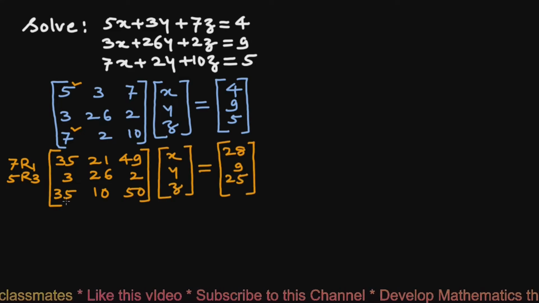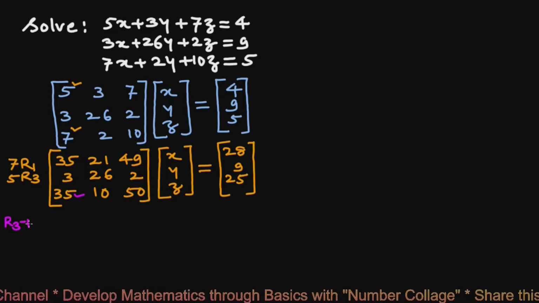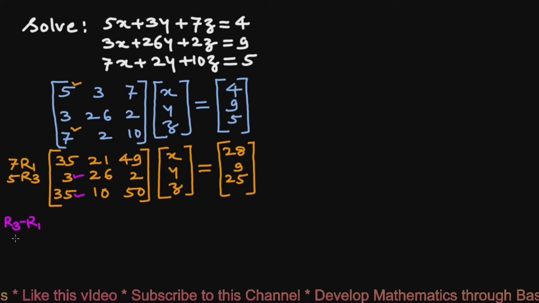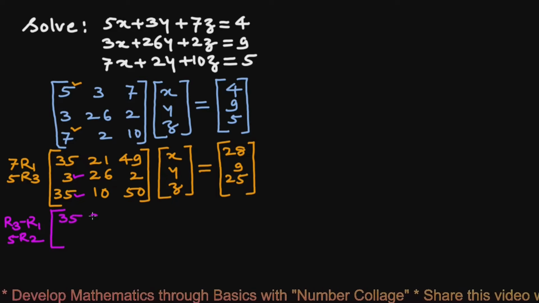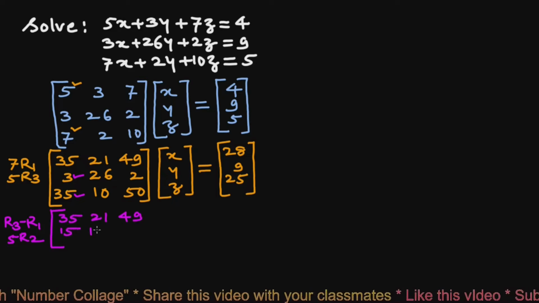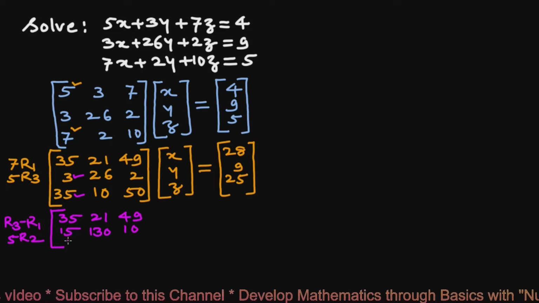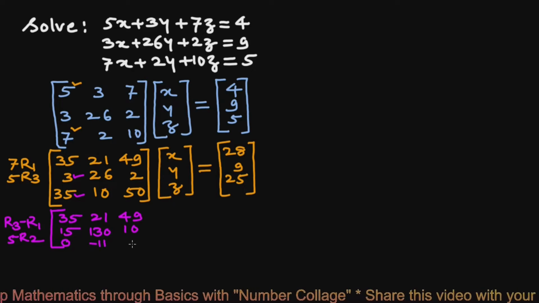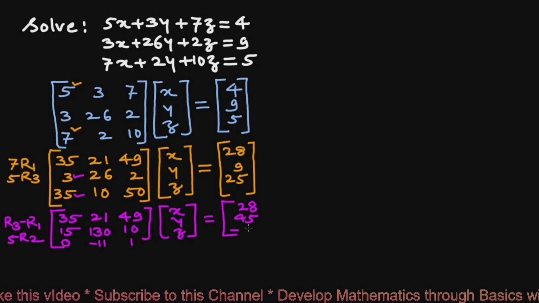In order to make this 35 zero, we will perform R3 minus R1, and to convert this 3 into 0, first we will perform 5 R2. So that will be 35 21 49, 15 130 10. R3 minus R1 will give 35 minus 35, 0; 10 minus 21, minus 11; 50 minus 49, 1; 28, 45; 25 minus 28, minus 3.